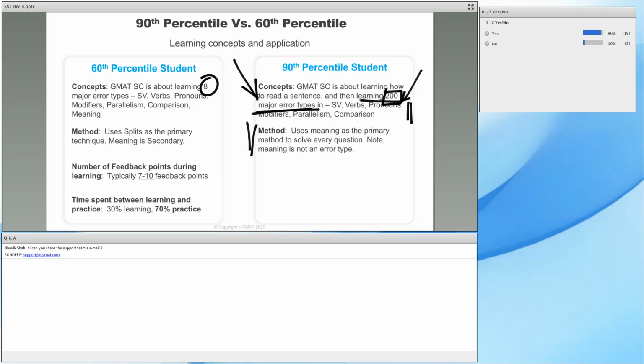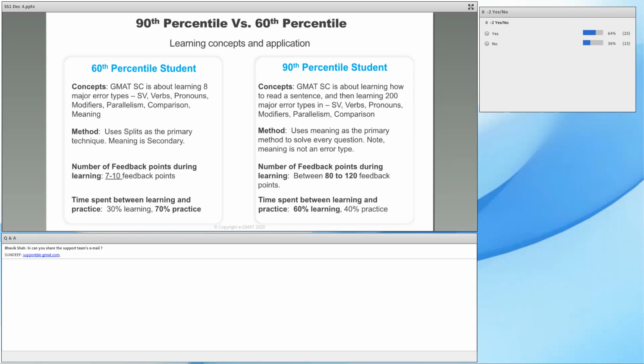A 90th percentile student uses meaning as the primary method to solve. For him, meaning is not an error type. The number of feedback points that he or she gets while learning is 10 times as many, between 80 to 120 feedback points. The 90th percentile student spends about 60% of his time learning and 40% of his time practicing. When you look at points 3 and 4, actually, all of these points are very different, but when you look at points 3 and 4, can you see a very different kind of learning architecture for the 60th percentile versus the 90th percentile student?